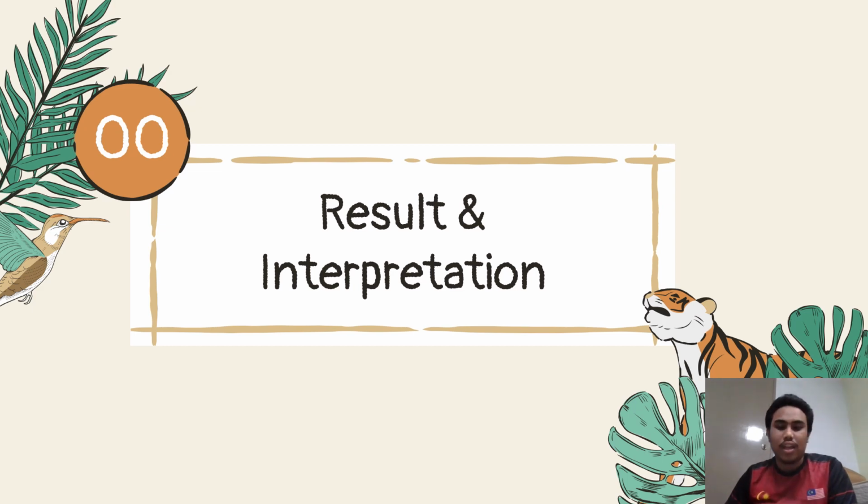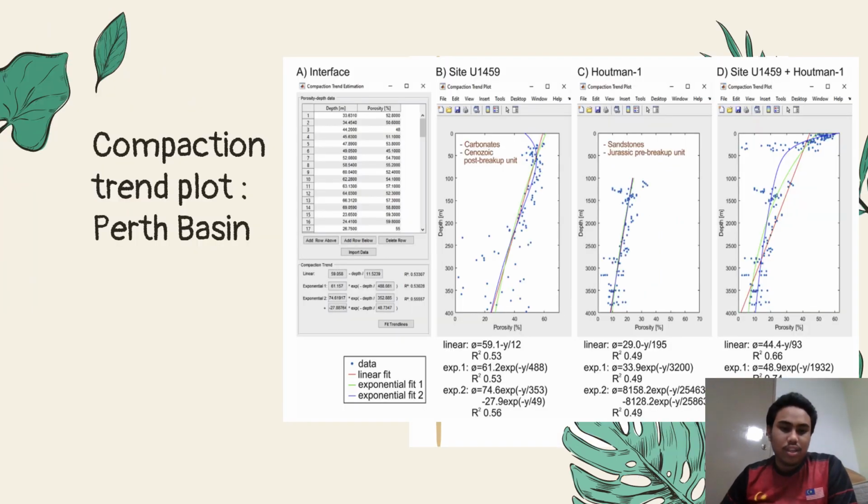Okay, next is the result and interpretation. As you can see, the first one is the compaction trend plot for the Perth Basin. At site U1459, the carbonate and siliciclastic post-breakup unit decreases in porosity over depth. The Hookman trend also decreases over depth, and if we compare the two data sets, you can see the linear line of the Hookman and the quadratic line of site U1459.